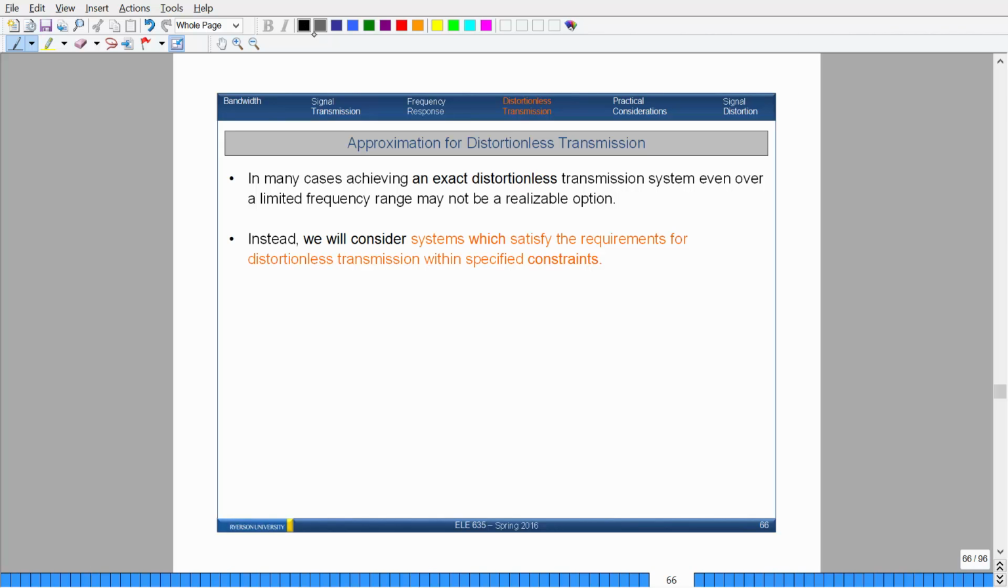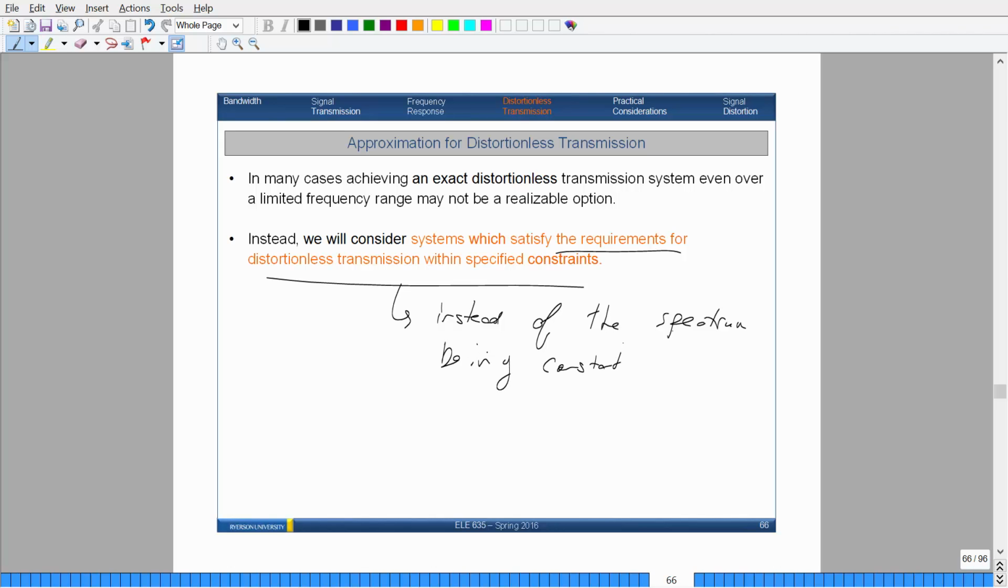Okay, so you consider systems that satisfy requirements within specified constraints. What I mean by this is that instead of the spectrum being constant between a certain range, okay, allow some tolerance.